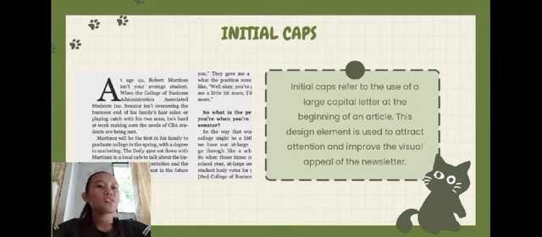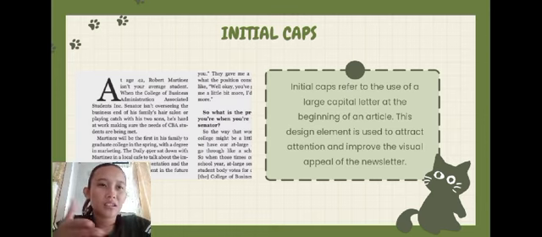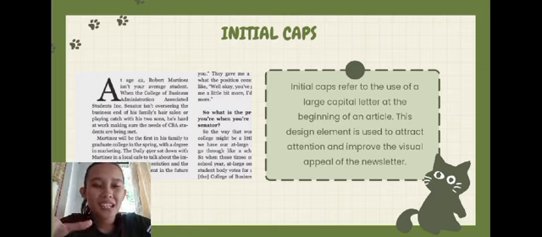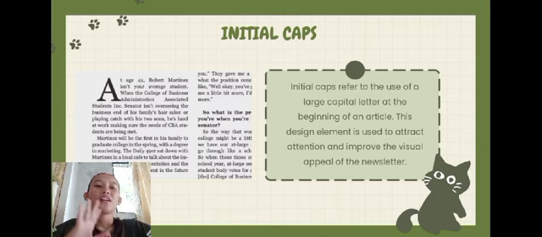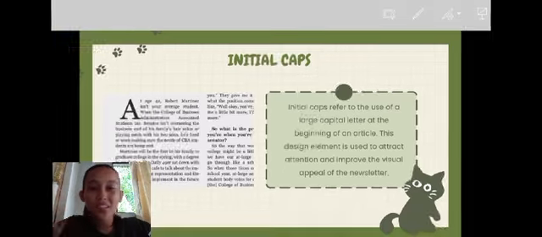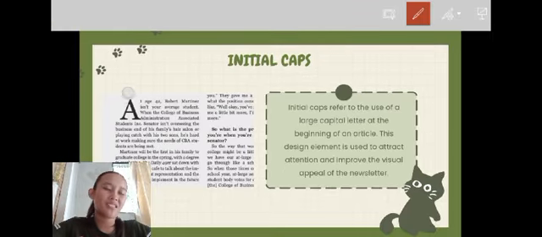Initial caps refers to the use of large capital letters at the beginning of an article. This design element is used to attract attention and improve the visual appeal of the newsletter. On the left side, I have an example here, and this is what initial caps looks like. It must be at the beginning of the article, and mind you, initial caps are only optional. Your newsletter can be clear and professional even without these.